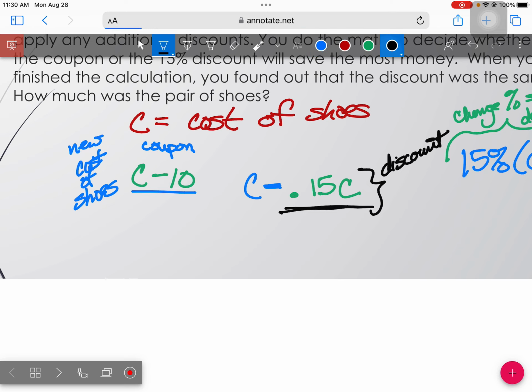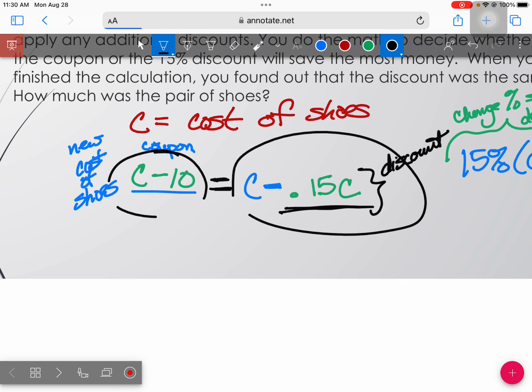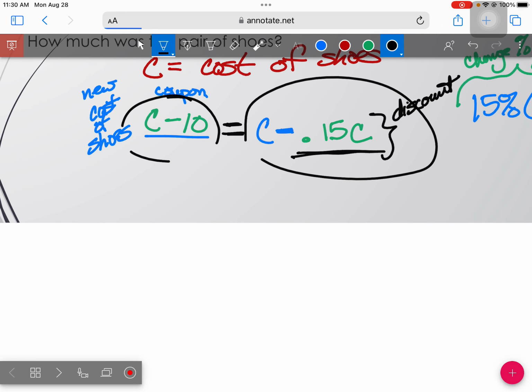They are equal, because this represents the new price of the shoe, and this whole thing represents the new price of the shoe. So just to clean it up a little bit, we have the cost of the shoe minus the $10, which is, if I give them the coupon, I can do that, is the same as the cost of the shoes minus the 15% off when you walk in the store.